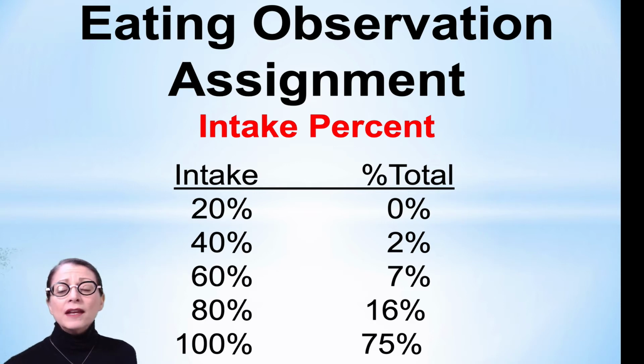wrote. 16% of you eat 80% of the meal. 7% of you eat 60%, and 2% of you eat 40%. There was no one that was eating less than 40% of the meal or snack.